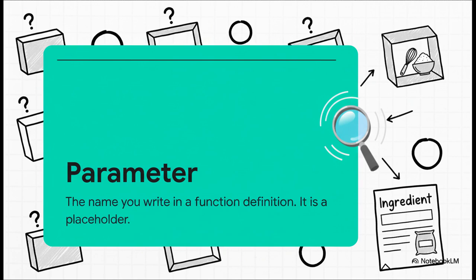Well, it's just a name. It's a variable you list inside the parentheses when you first create your function. It's not a real value yet, not at all. Think of it like an empty box that you've put a label on. You're just saying, hey, something is going to go in here later. In our recipe analogy, it's like writing "add flour" in the instructions, but not saying how much flour. You're just marking a spot for an ingredient.